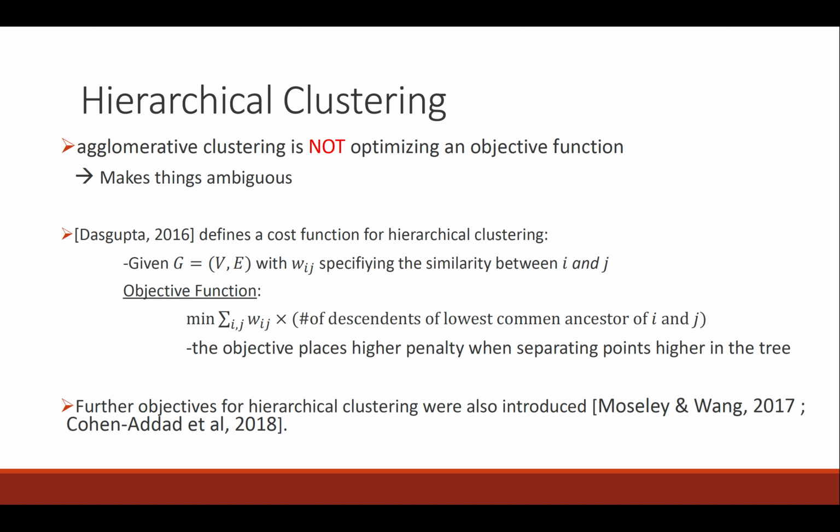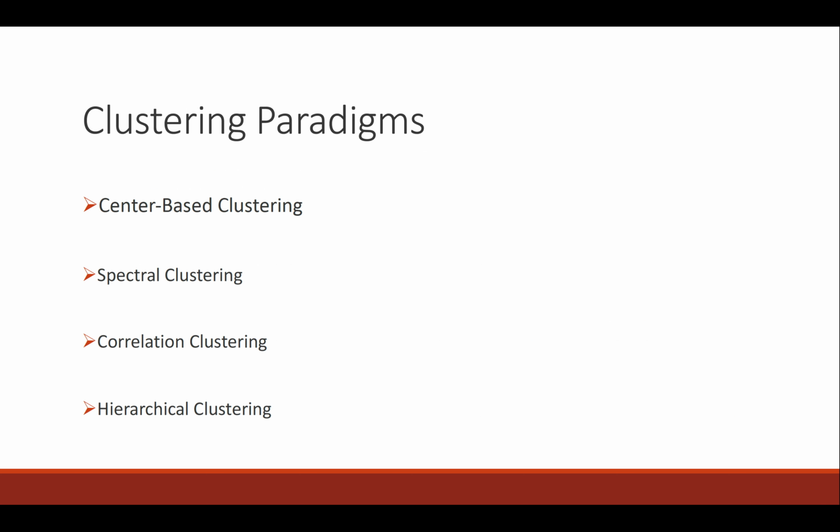There are also other objectives since that work which have been introduced for hierarchical clustering. The point is that basically we will follow the cost function approach to hierarchical clustering instead of agglomerative clustering. So we have a clear objective function which we're minimizing, just like the other clustering paradigms.